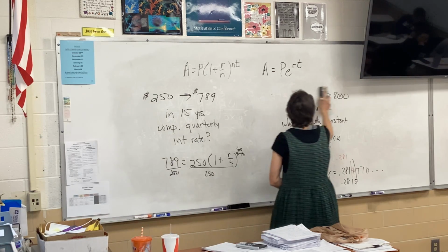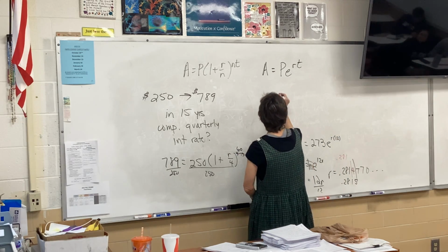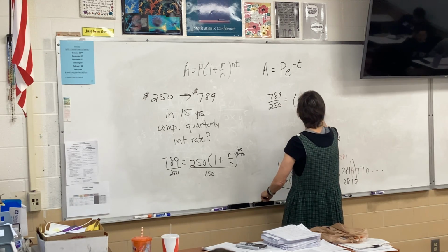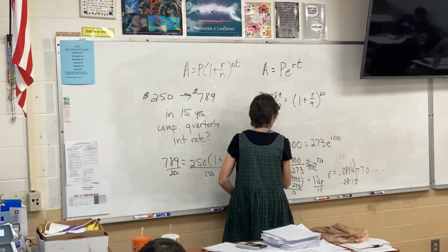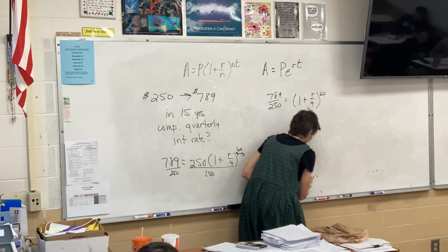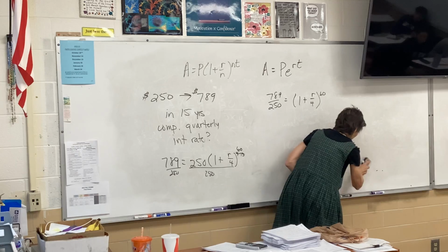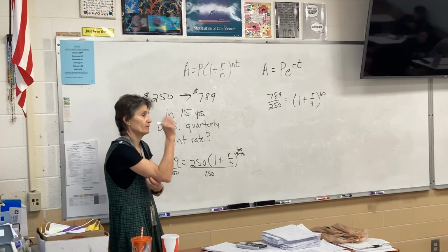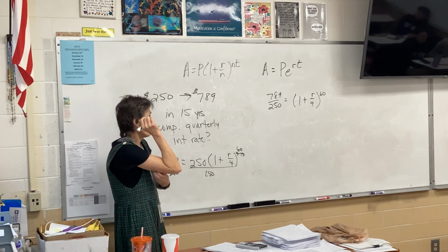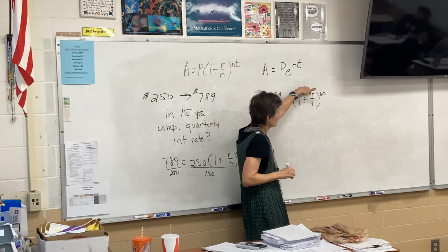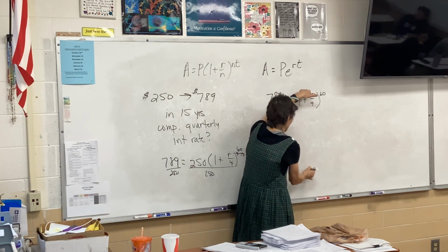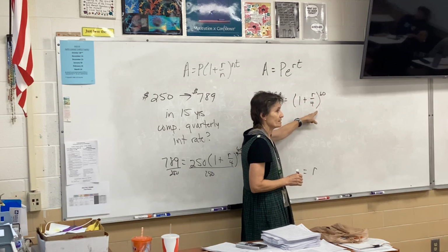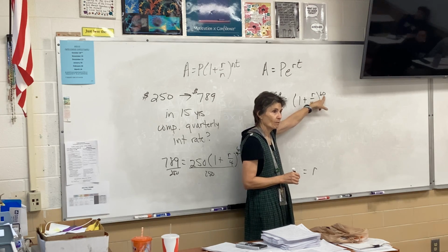So we have 789 over 250 equals 1 plus R over 4, the 60th. This is one of those strange ones where I really need to take advantage of a particular button on my calculator. I am solving for this guy. So eventually I want to have R equals, that's what I need.